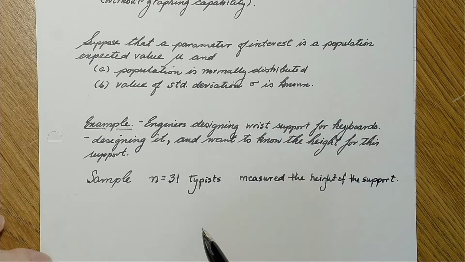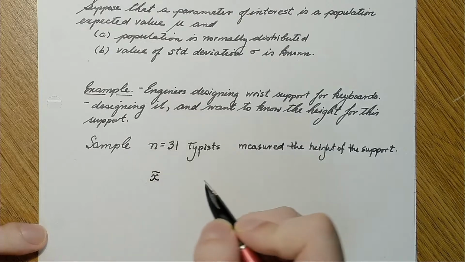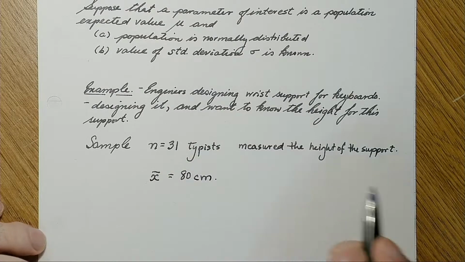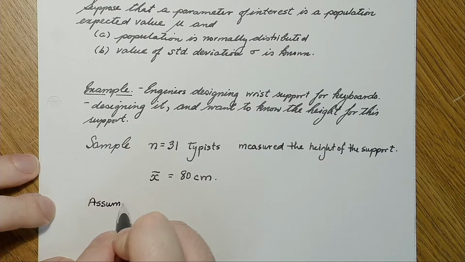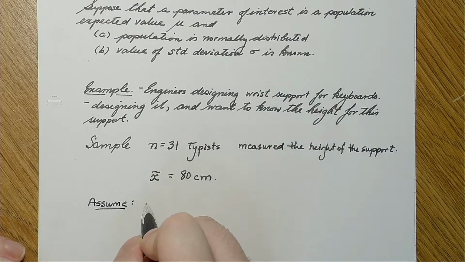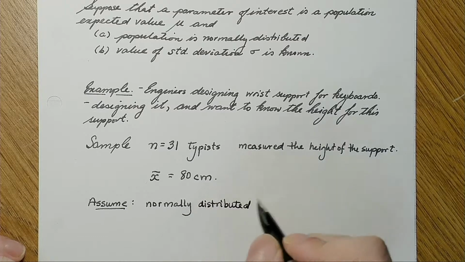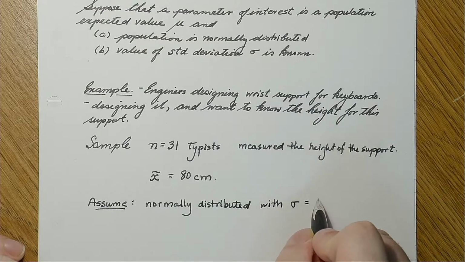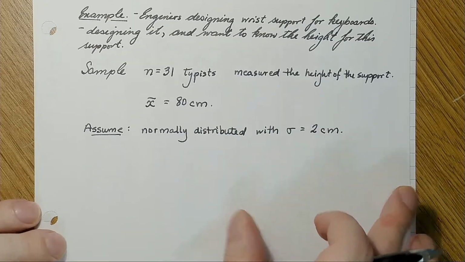Okay. So when they calculated the average, the X bar, they found that it was 80 centimeters. Then they assumed that it was normally distributed with a standard deviation of 2 centimeters. So this is kind of our running example problem.